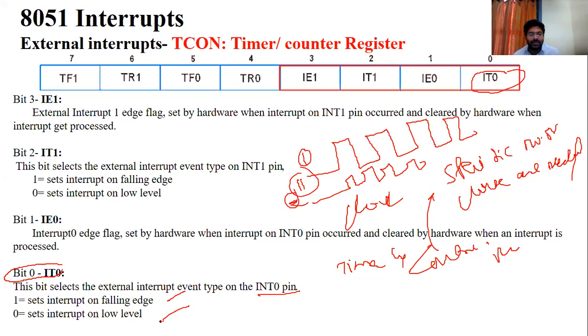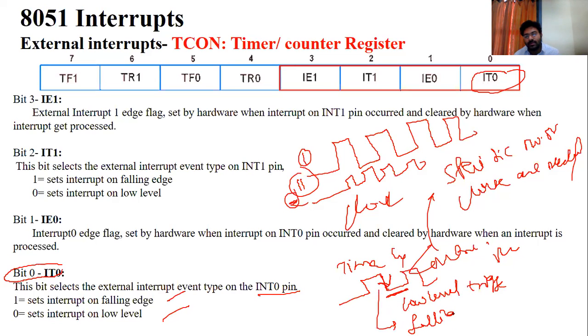So the falling edge of the clock and the low level of the clock. Remember, this is the falling edge of the clock. This is the low level. Low level trigger. This is the falling edge.